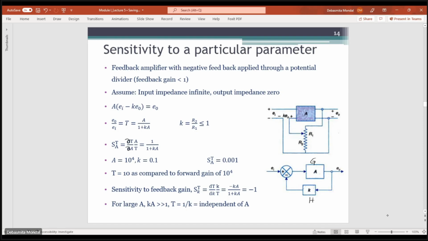Similarly, you can find the sensitivity of the overall transfer function with respect to the feedback sensor, which gives a value of -1, as we had already derived. If the value of A, the forward gain, is very large, you can ignore the 1. Then the overall transfer function becomes equal to 1 by K. So for a very large forward gain, the overall transfer function is independent of the forward gain and depends only on the value of the feedback sensor.